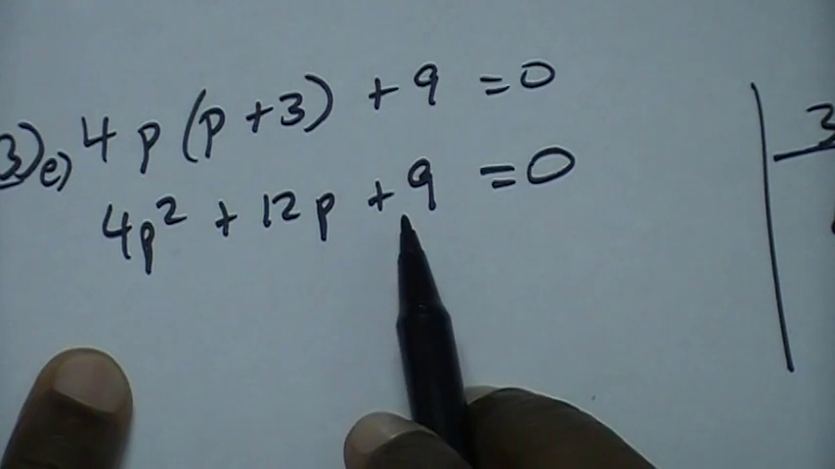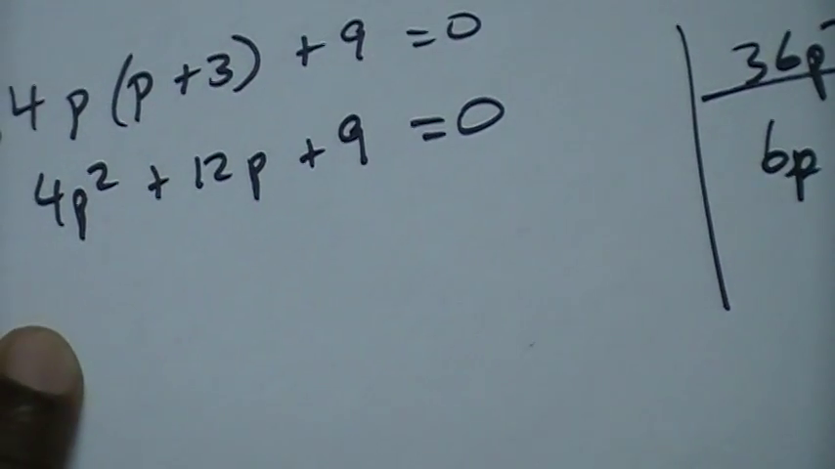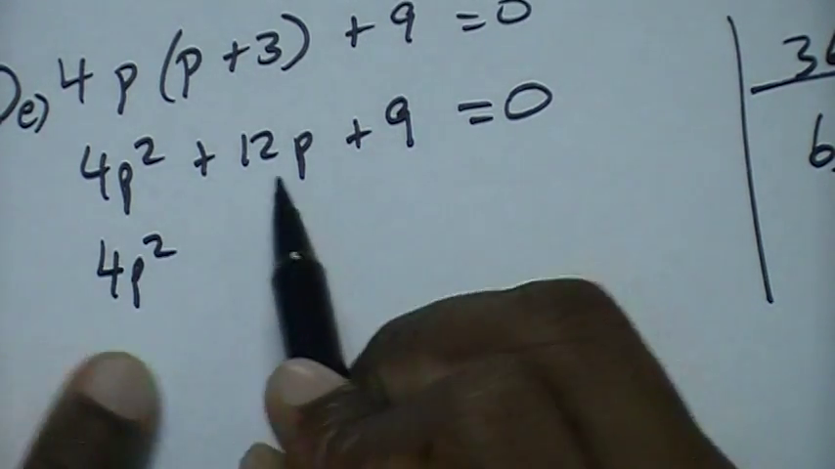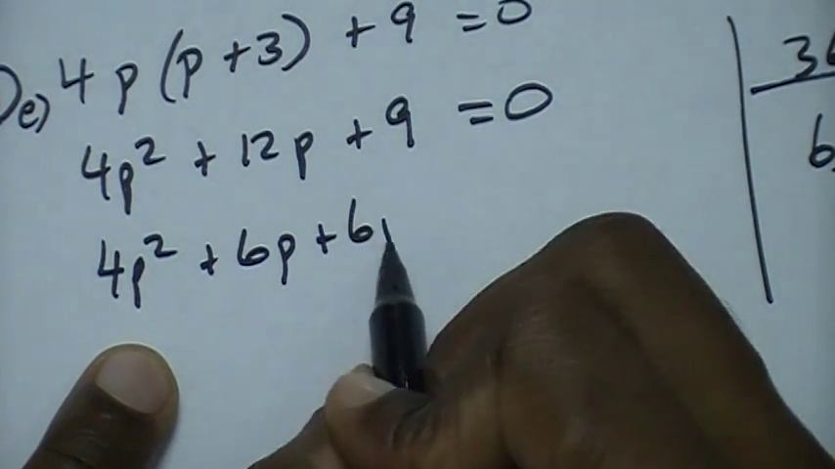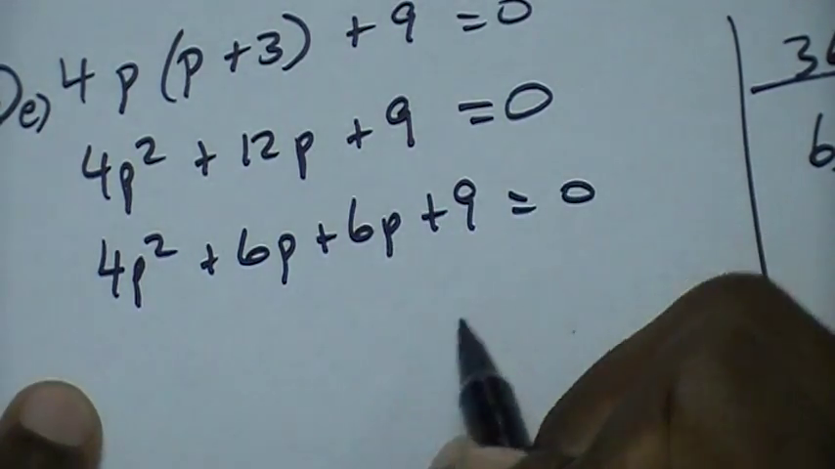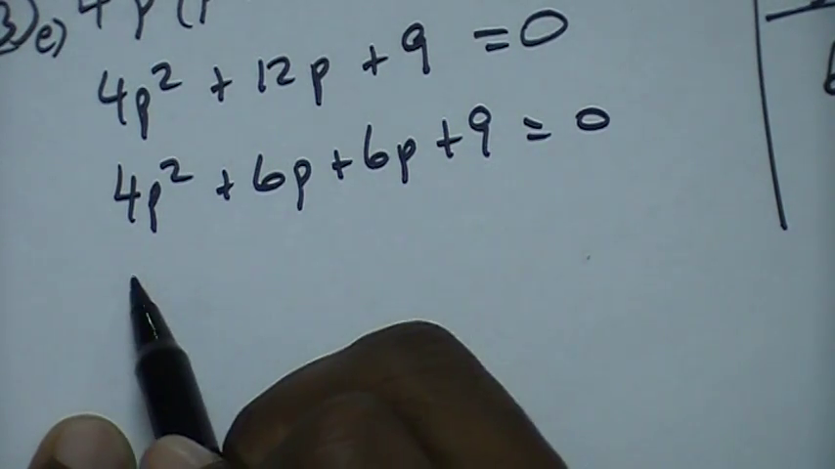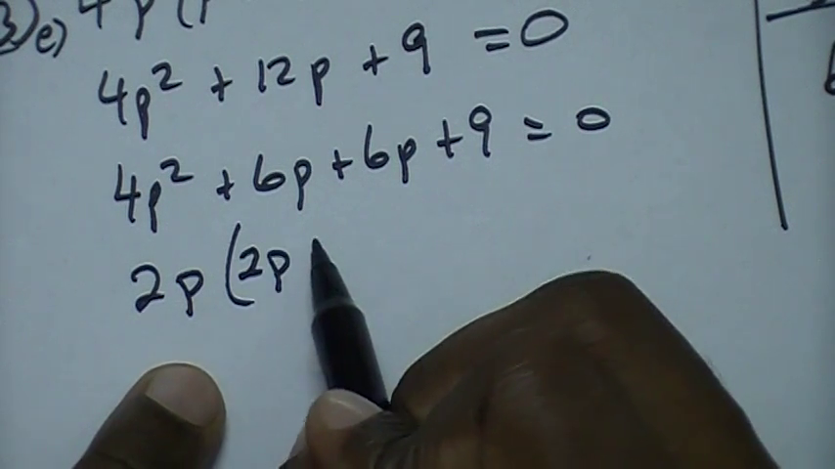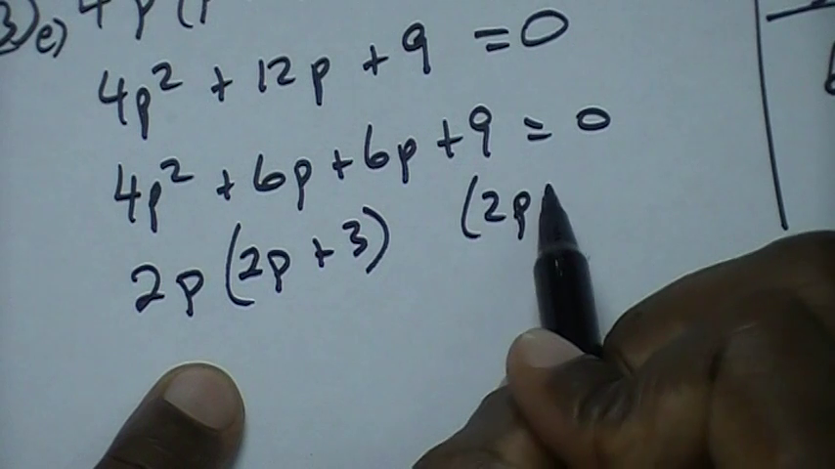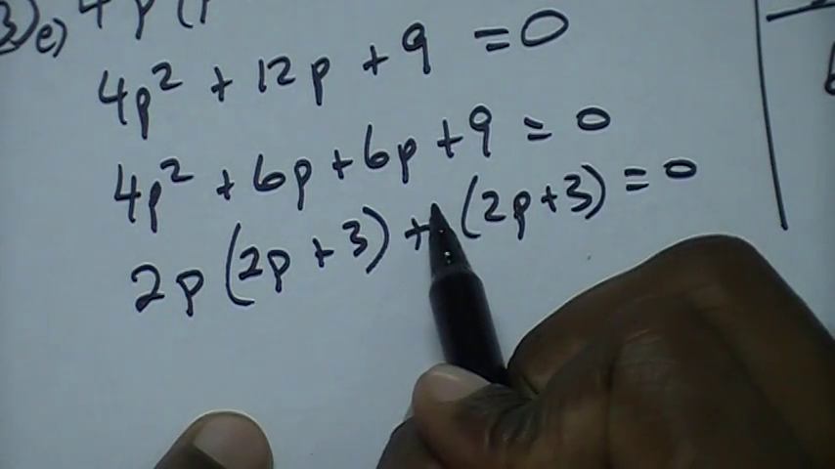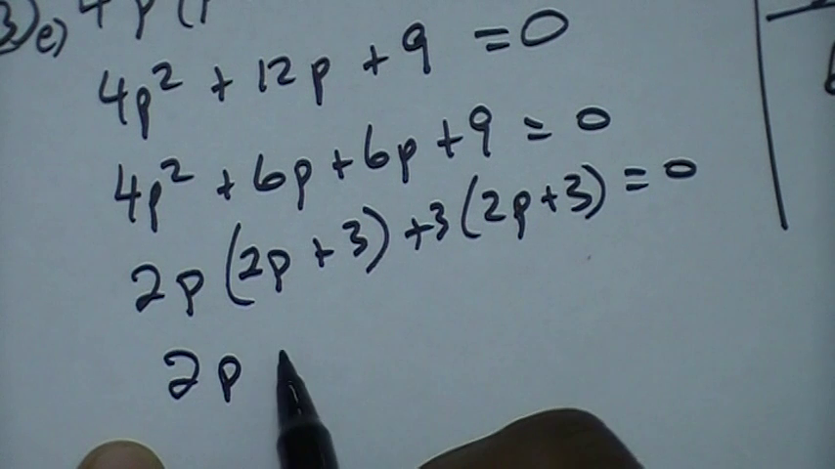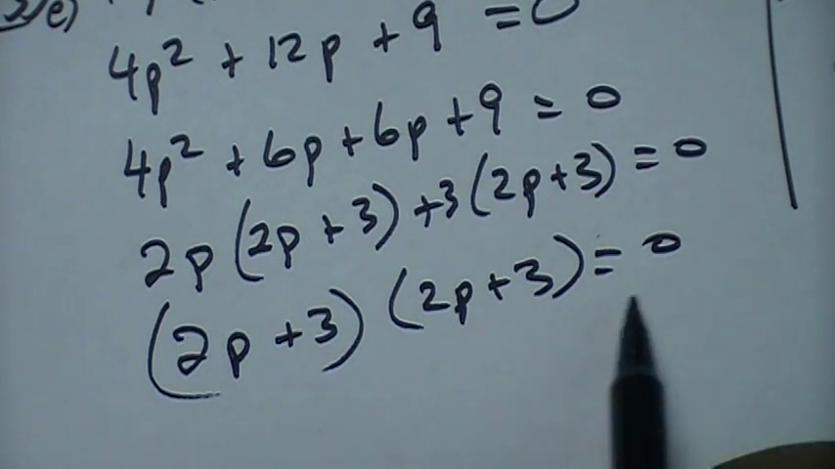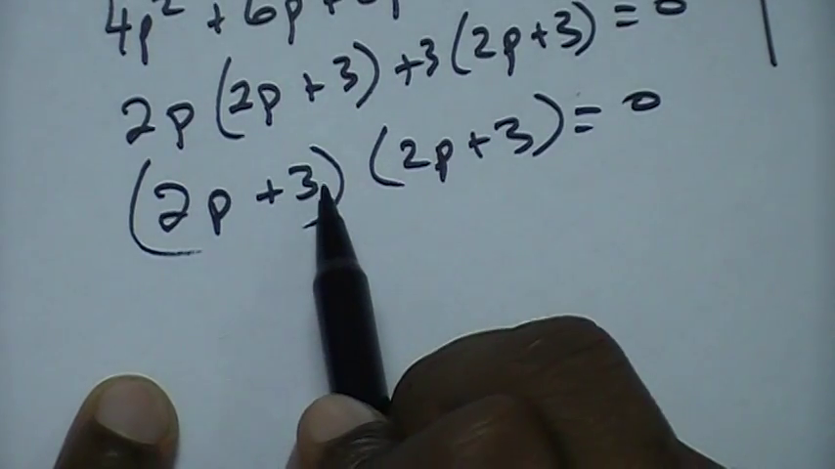This looks like a perfect square. Isn't that so? Alright. Yes, possibly. So let's look at it. 4p squared will be plus 6p plus 6p, and plus 9 equals 0. And it's going to be, common factor is 2p. And this will be 2p plus 3. This would be 3. And we'll have 2p plus 3 equals 0. So it is a perfect square. This is actually 2p plus 3, all squared.